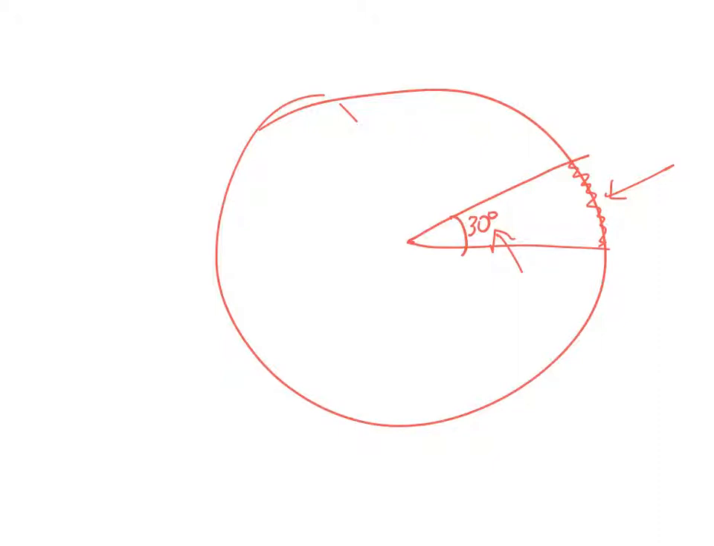All right, so how do I find it? There's a formula you need to know. S equals theta r. And S stands for arc length. I really wish this was an A, because S and arc don't go together in my head at all.